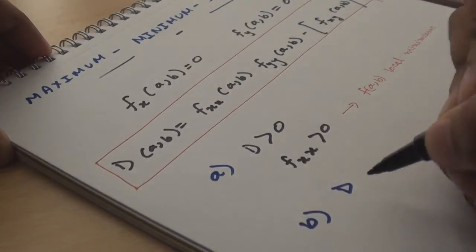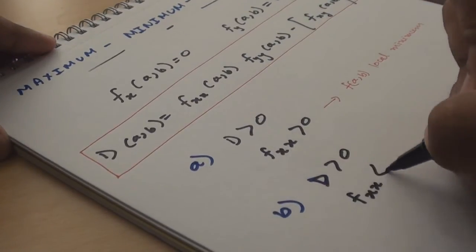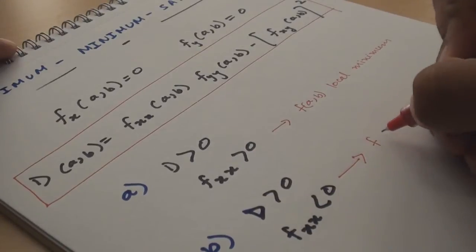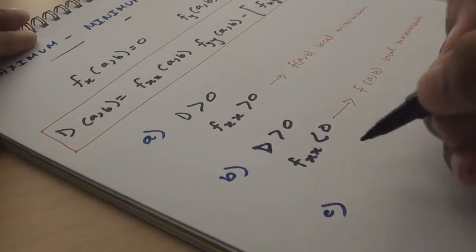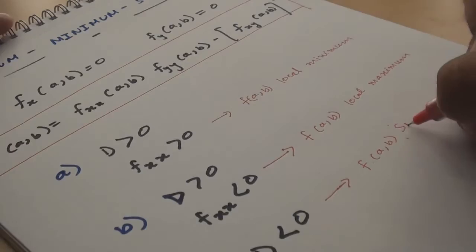If d is greater than 0 and the second partial with respect to x is less than 0, then we have a local maximum. If d is less than 0, then the point is neither a local minimum nor a local maximum. We call it a saddle point.